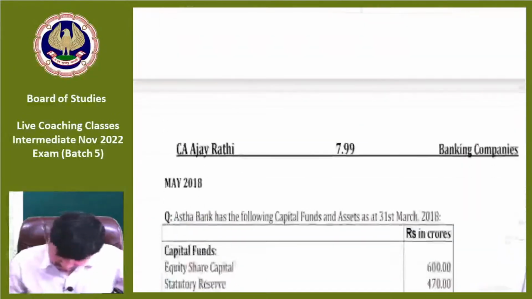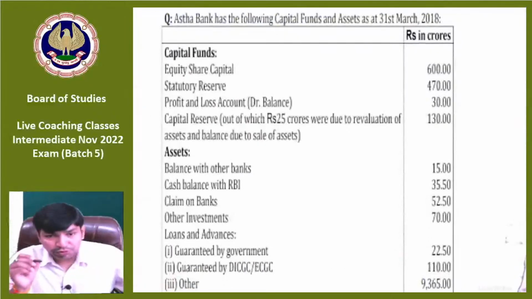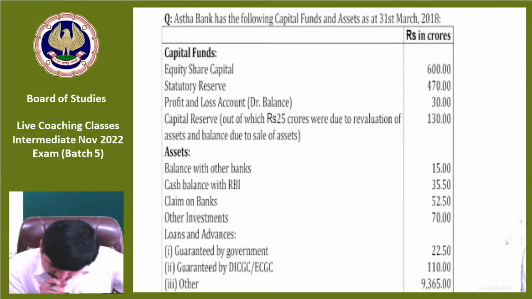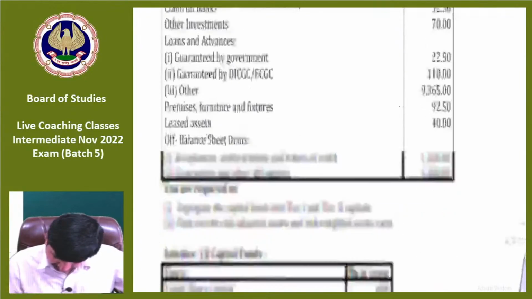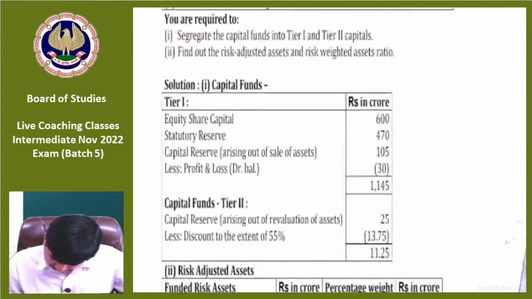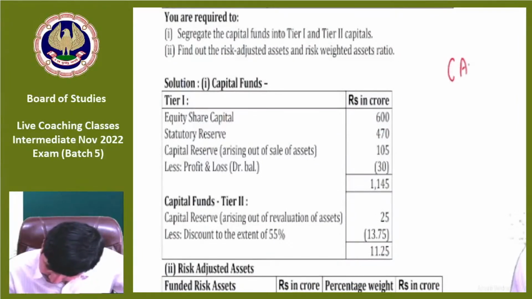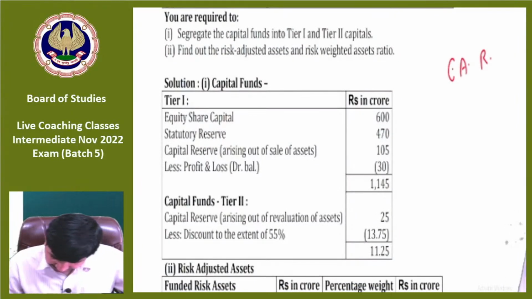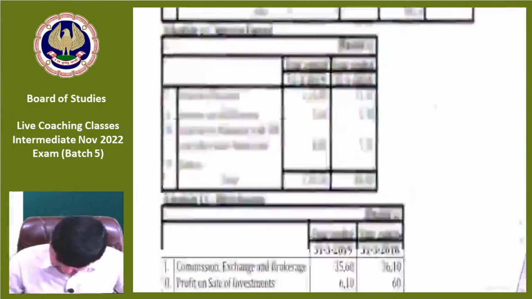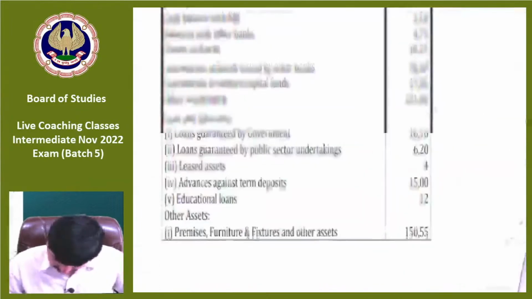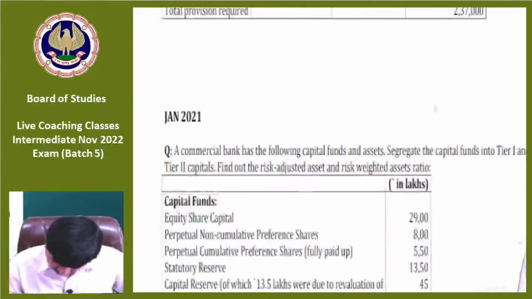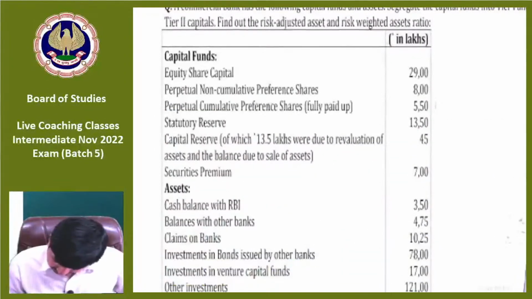Why am I not giving you just the latest, beta? Those belong to the capital adequacy ratio, which is yet to be told. See, this is the balance sheet part. This is for the CAR ratio, capital adequacy ratio related, which we shall do. Okay, beta? Now, see the latest questions asked in the exam.